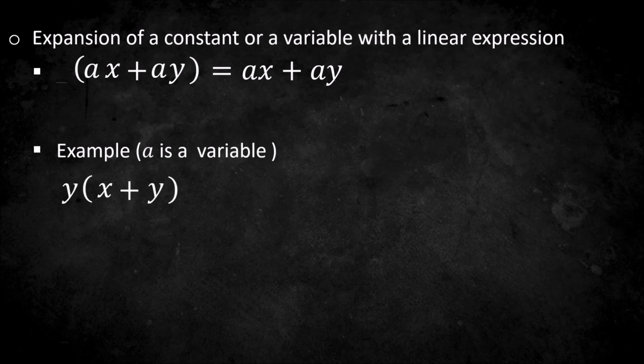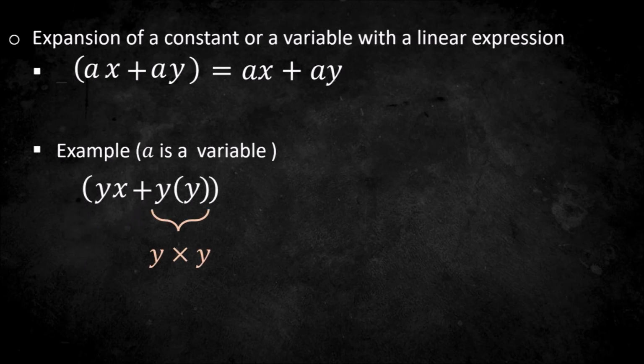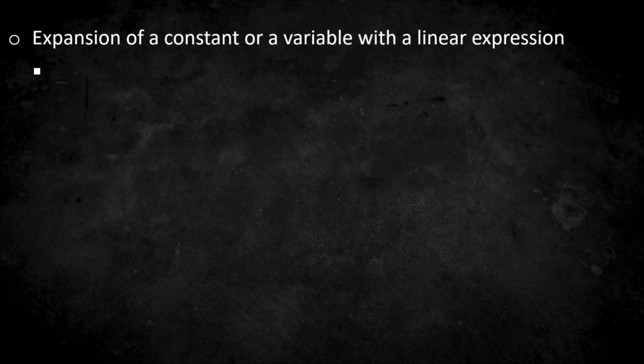The next example is an expansion of a variable, y, with a linear expression, x plus y. Similar to the previous example, the variable, y, has to multiply by x, and multiply by y. After simplifying, the expansion results in xy plus y squared. For a linear expression with more than two terms, the same idea applies. The variable or constant has to multiply every term in the linear expression.